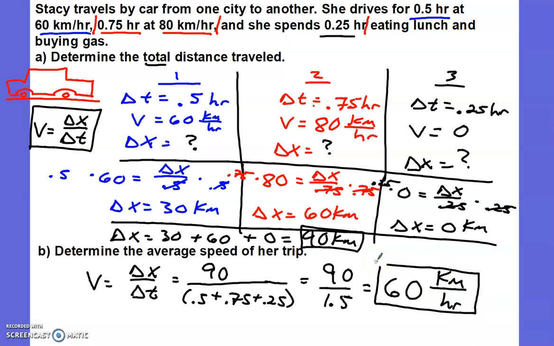So to recap, for the first part, to find the total distance, you have to find the distance of each individual section. So break your problem into sections, and then add them together to get the total. For the second part, to find the average speed, you always take the total distance, which you just found in part A, and you divide by the total time, so you have to add up all the times from each section of the trip.